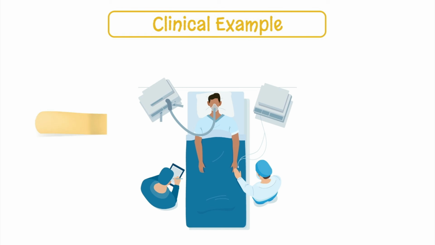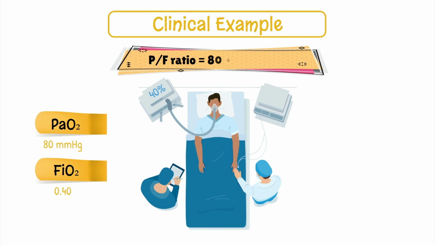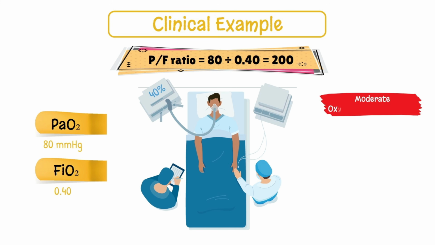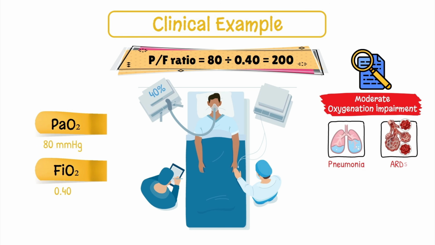Let's go through a clinical example. A patient has a PaO₂ of 80 millimeters of mercury while receiving 40% oxygen. 40% converts to an FiO₂ of 0.40. Dividing 80 by 0.40 gives a PF ratio of 200. This result suggests moderate oxygenation impairment, and the patient should be evaluated for underlying causes such as pneumonia, ARDS, or worsening lung mechanics.